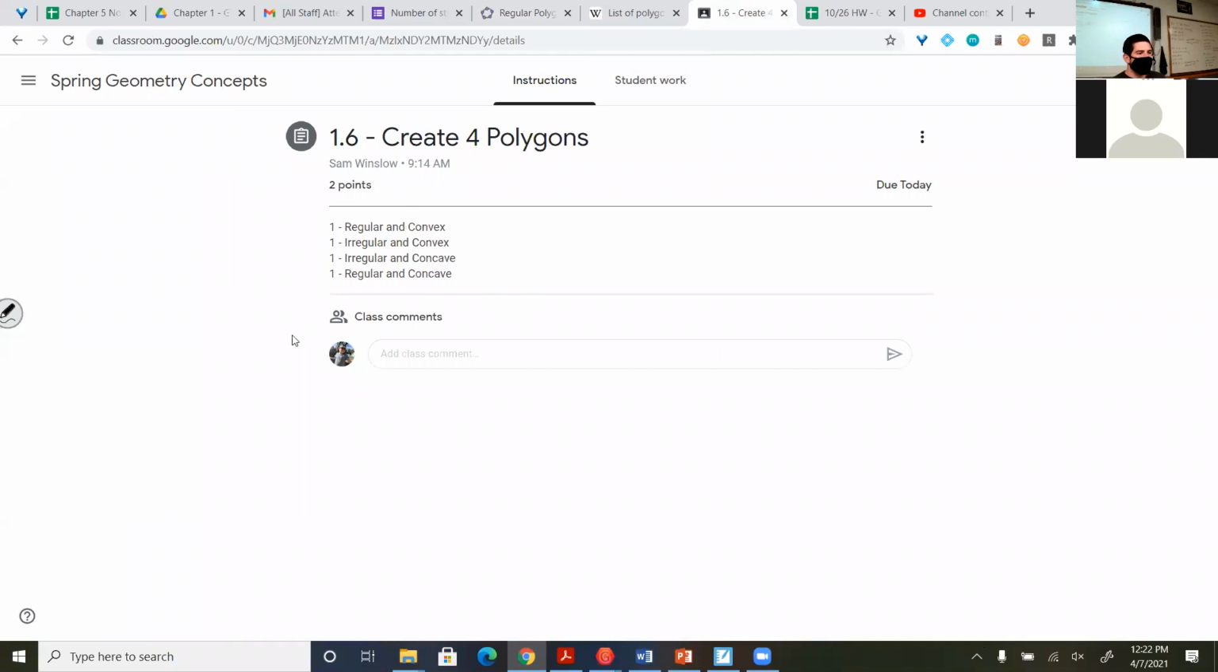All right, so back to our homework. I just want you to draw four pictures. The first, I want to be both regular and convex. It can be whatever shape you want, just make sure you have the marks of the sides and the angles. Next up, irregular and convex. Then irregular and concave, and regular and concave.